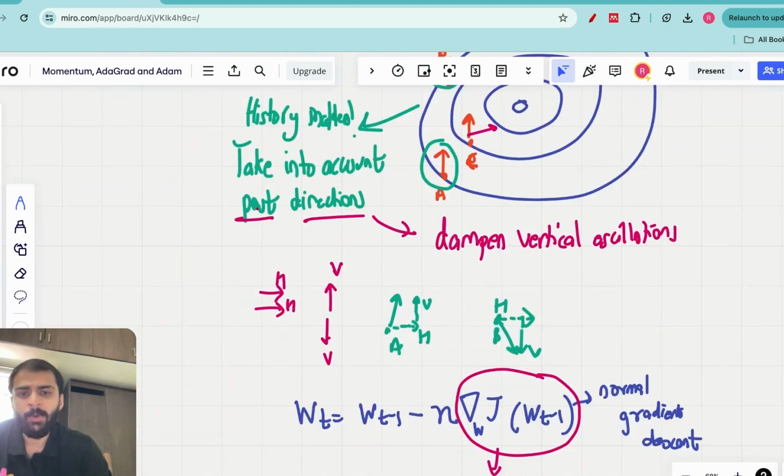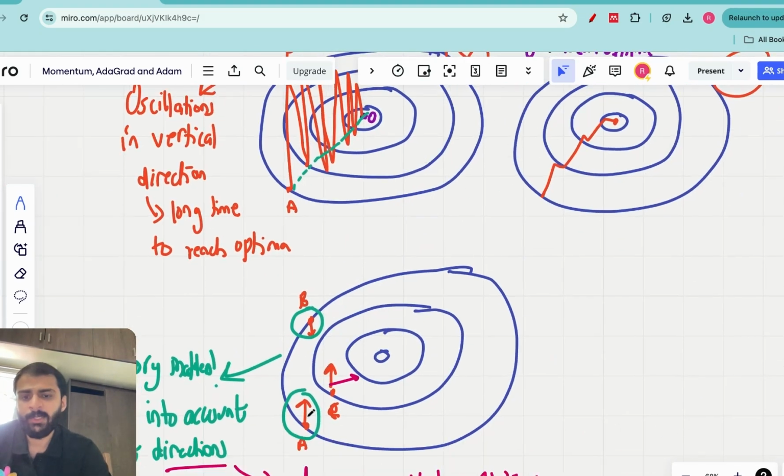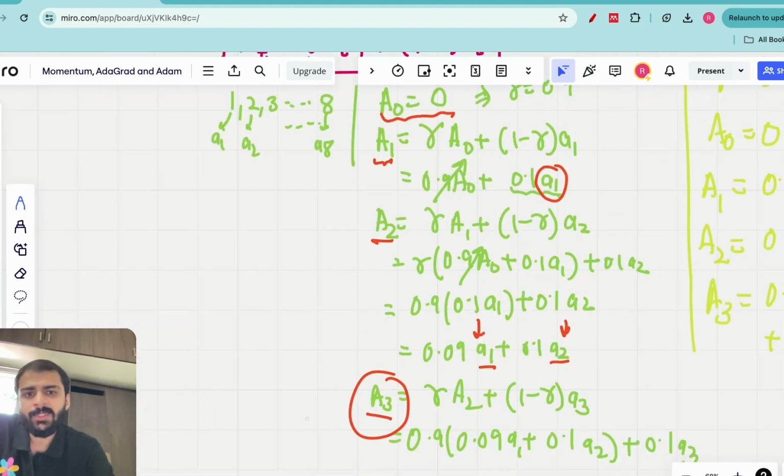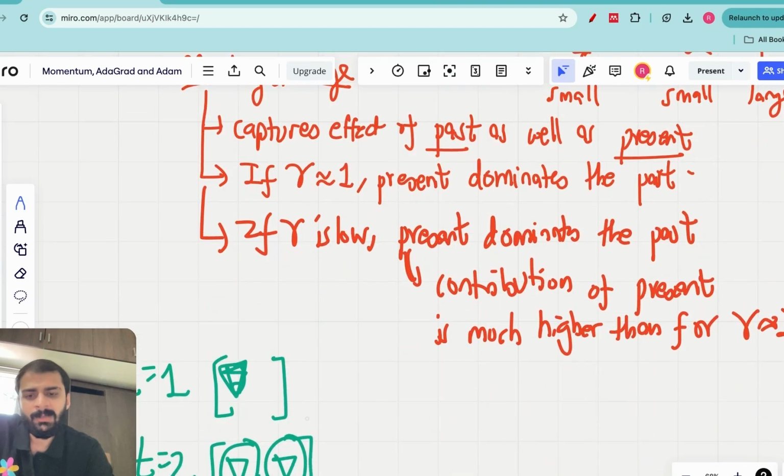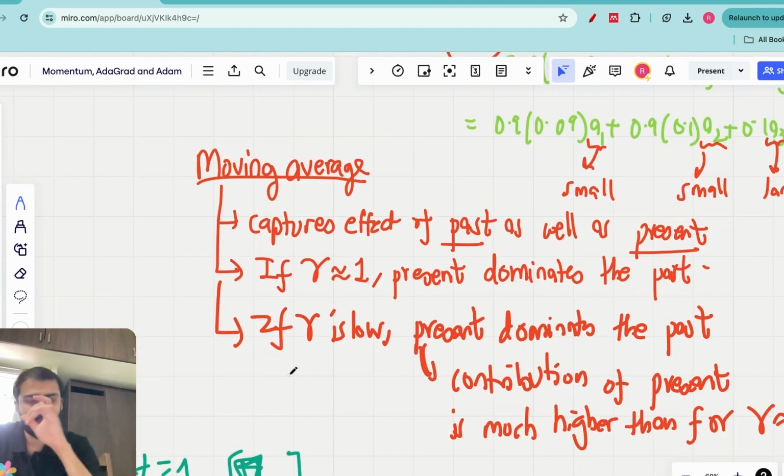And why are we giving more importance to the past values? We are giving more importance to the past values because we want to learn from the past. We want the past gradients to cancel out so that only the gradient in the horizontal direction survives. Remember that in the moving average, the present values do carry an importance, but the gamma value controls how much importance the present values carry. So if gamma is very close to 1, present values still carry an importance, but the past dominates a lot compared to when gamma is low.